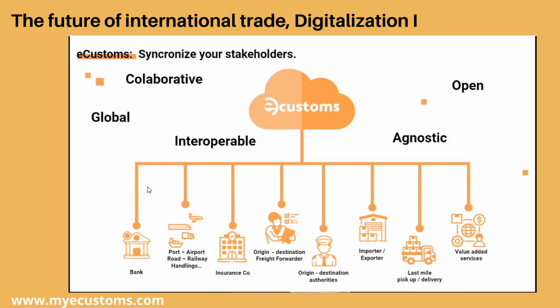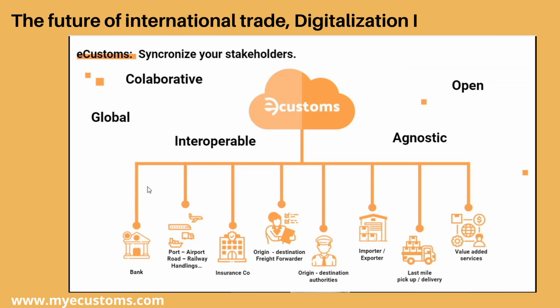eCustoms is a cloud platform to synchronize all the participants and the stakeholders on the supply chain, but not in any way. We have 5 principles. We are collaborative. We do not need you to change any of your actual stakeholders. We can collaborate with each other to make the process smoother.